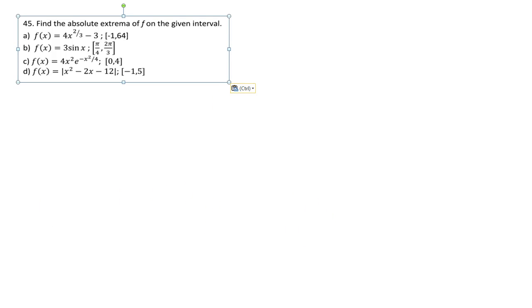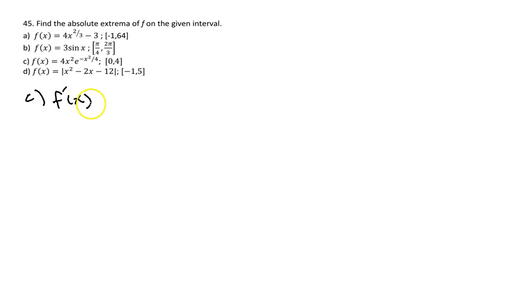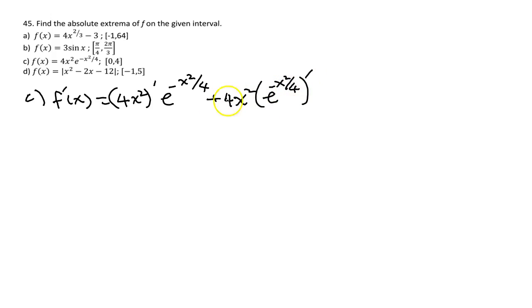Okay, now let's move on to part C. Part C, you have f prime of x. It's a product of two functions, 4x squared and this exponential function. So you need to use the product rule: the derivative of 4x squared times e to the negative x squared over 4, plus 4x squared times the derivative of e to the negative x squared over 4.